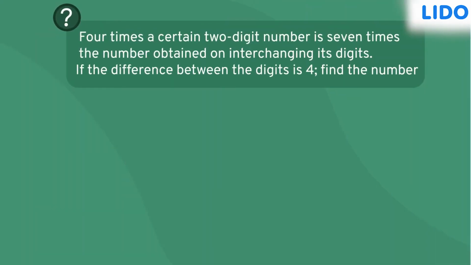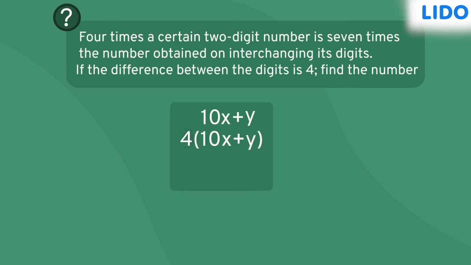In this question, we are talking about a 2-digit number. So let's assume the digits to be x and y. Therefore, the number would be 10x plus y. The question says that 4 times the 2-digit number, which will be 4 into (10x plus y).